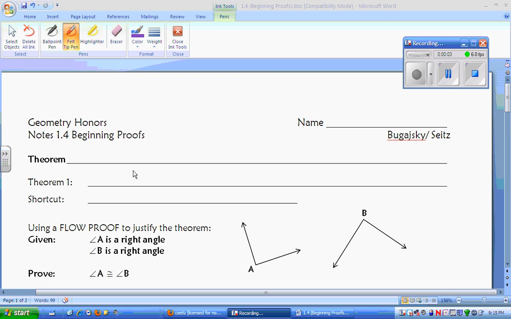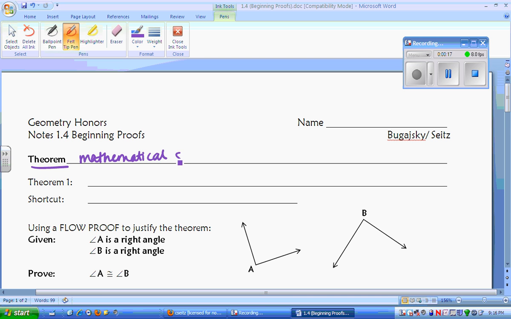Alright, today we'll be starting proofs. Okay, before we start proofs, we're going to learn a little bit about theorems, and then we'll show you how to set up a flow proof in geometry. First off, a theorem is a mathematical statement that can be proven.